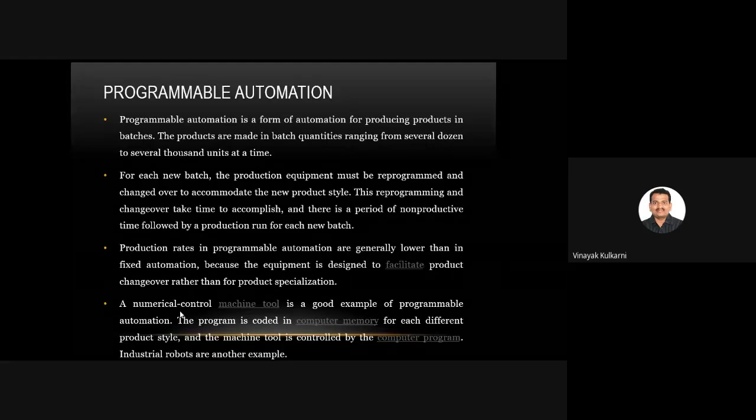That is, if I am making Cadbury Silk, okay, in that there are a lot of varieties. There is almond, there is fruit and all this. They are product varieties. And the product style also, if I have to change, like you have bubbly, you have that heart-shaped Silk chocolate, you have crackles and all that. So they are produced in batches. This reprogramming and changeover take time to accomplish. And there is a period of non-productive time followed by the production run for each new batch.